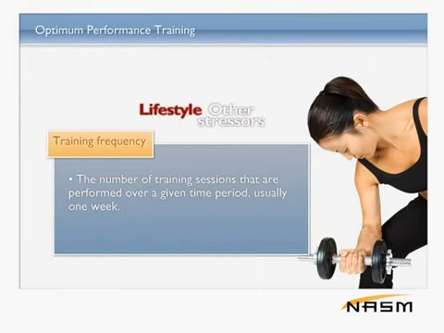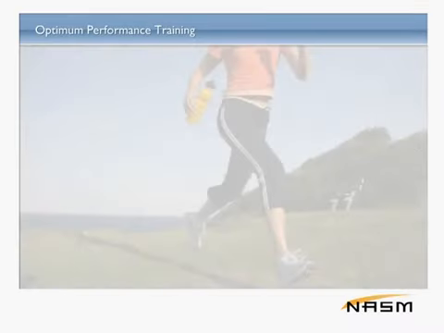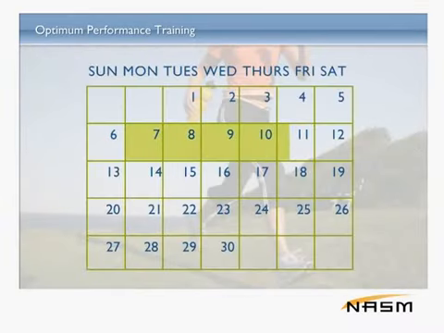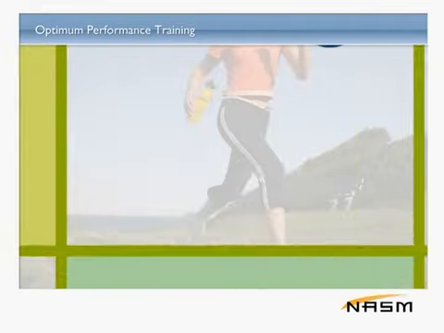Research on training frequency indicates that the optimum training frequency for improvements in strength is 3 to 5 times per week. There's no significant difference noted between 3 days and 5 days. Other research indicates that training at least 1 to 2 times per week is sufficient to maintain the physical, physiological, and performance improvements that were achieved during other phases of training.